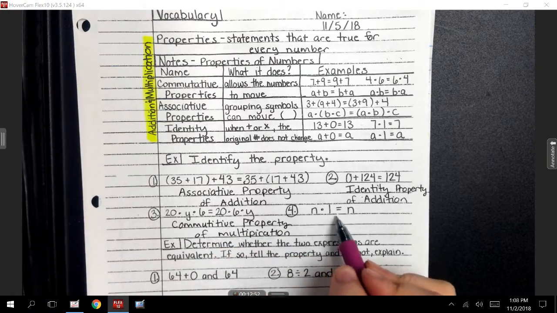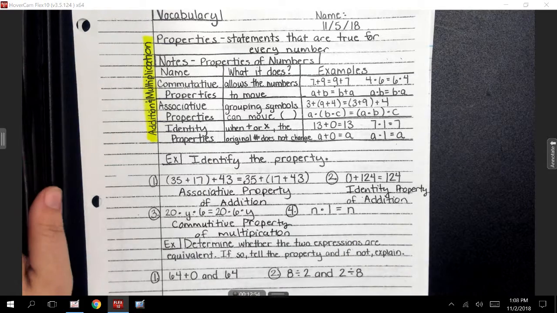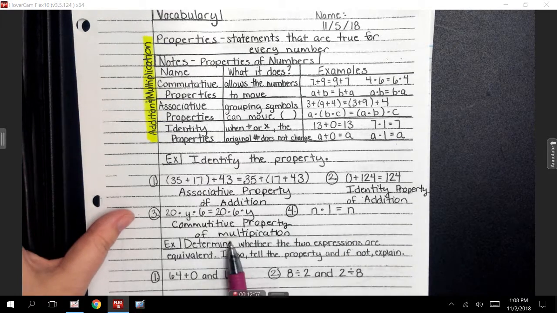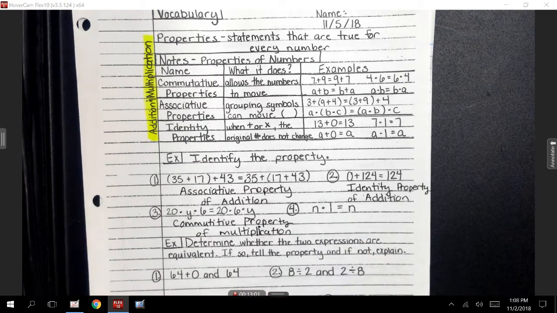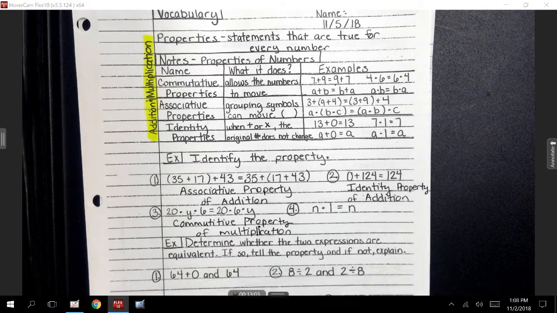All right, last one. N times 1. Yes? How do you spell multiplication? E-L-I-C? There you go. Multiplication. Thank you. Beautiful. Okay. Y'all know my spelling ain't my best thing.